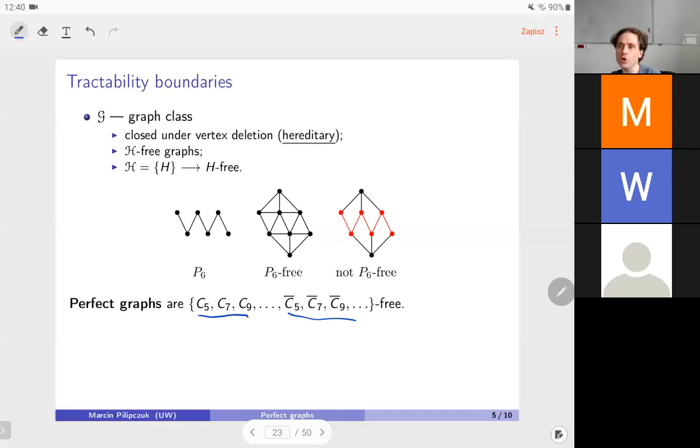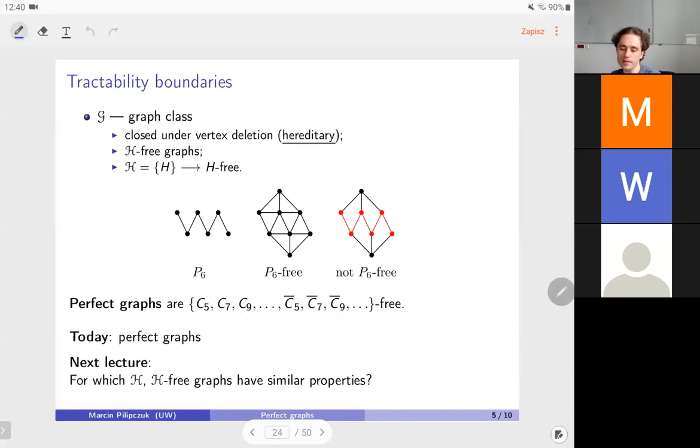They're sometimes called holes in the literature, like induced cycles are called holes in the graph. Okay, and so today we are discussing perfect graphs, and in the next lecture Michał will be discussing which other graph classes have similar properties to perfect graphs.